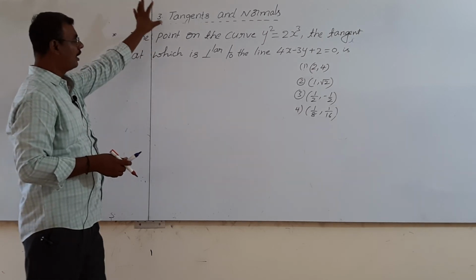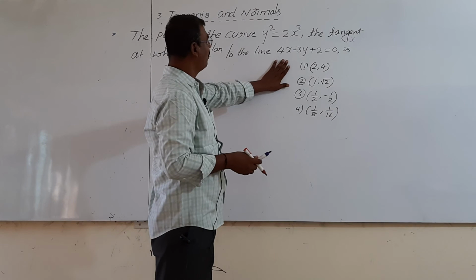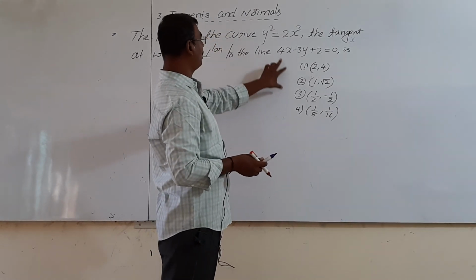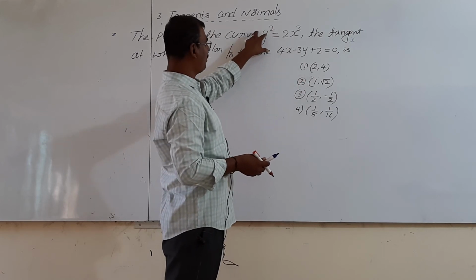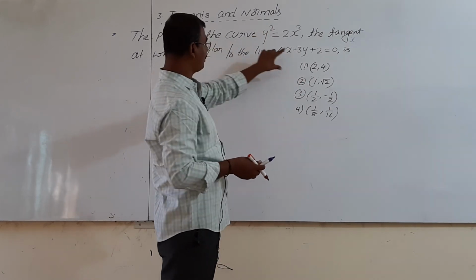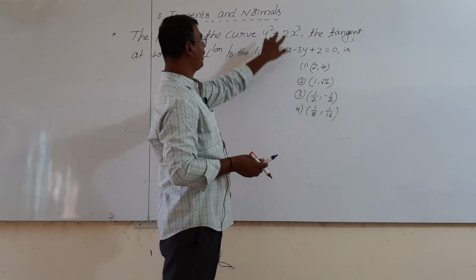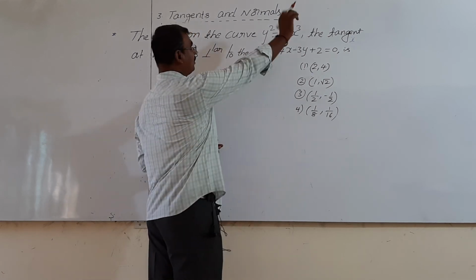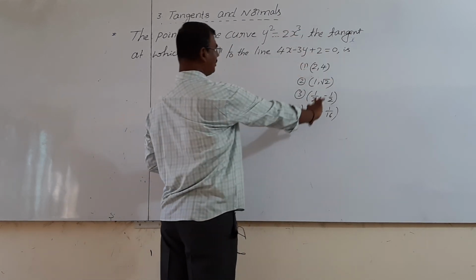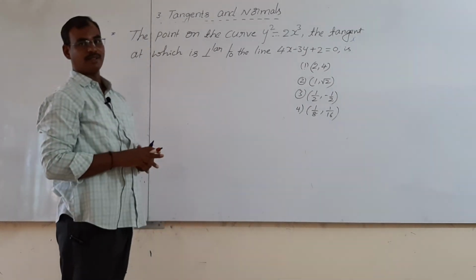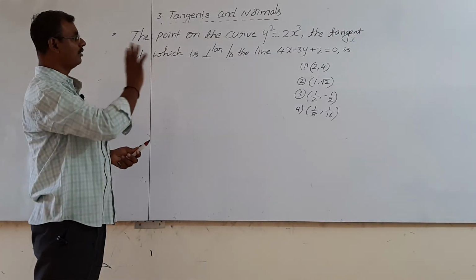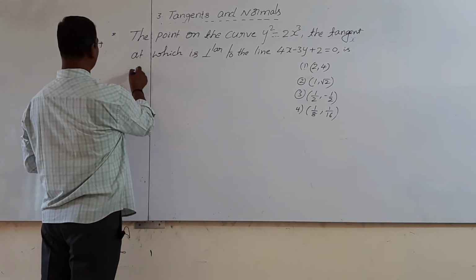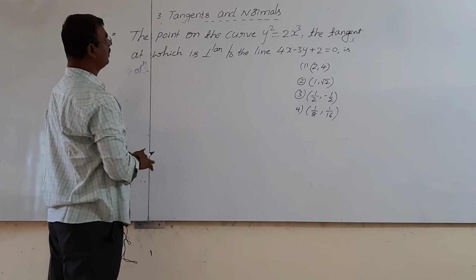Among the four options, one method is by observation. By observation meaning what? Substitute the points. Our required point must lie on the curve, satisfying the curve. This is the verification method, and it is very easy. But firstly we have to solve using the general concept.